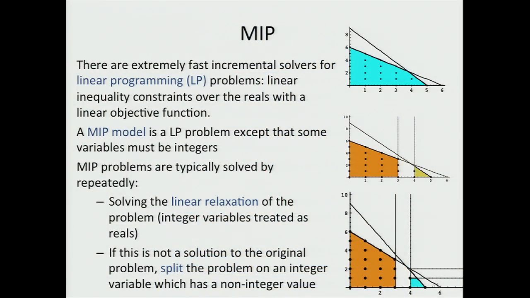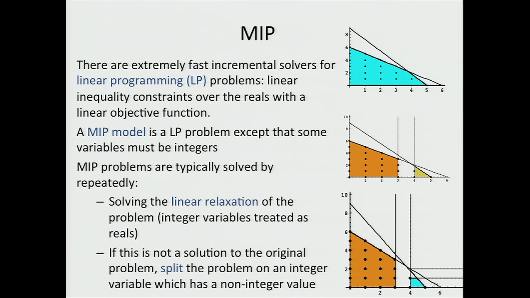So, I'll quickly review MIP technologies and how they work in this case. Now, mixed integer programming relies on fast incremental solvers that have been developed for solving linear programming problems. So, what's a linear programming problem? The constraints are linear inequality constraints over real numbers, and you have a linear objective function. And a MIP model, a mixed integer programming problem, is a linear programming problem except that some of the variables are required to take integer values.